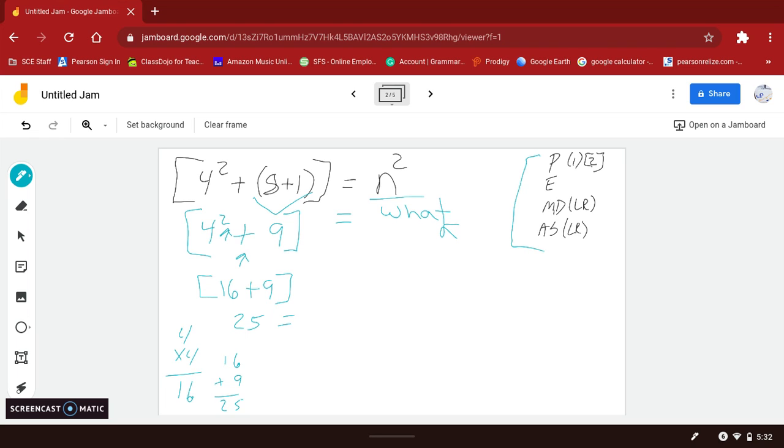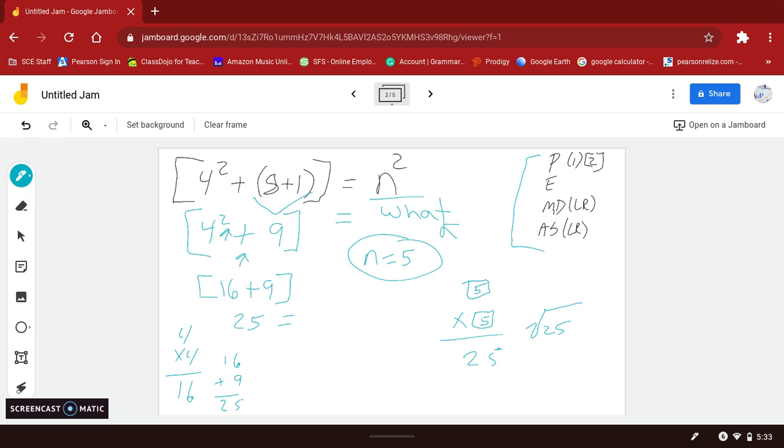What equals 25? Well, we have a square. So something times itself has to equal 25, because that's what a square is. It's something times itself equals 25. Well, what number times itself has to equal 25? And I know we worked on this the other day. This is the same thing as the square root of 25. What times itself is 25? Well, 5 times 5 is 25. So our n has to equal 5.